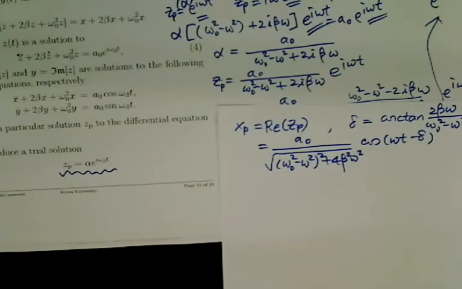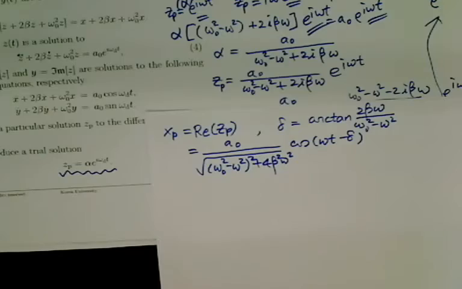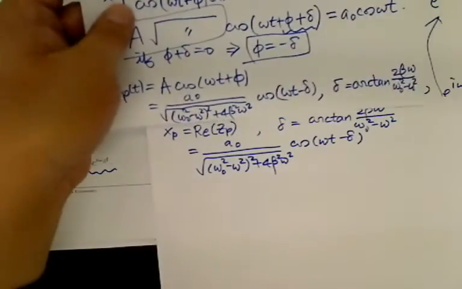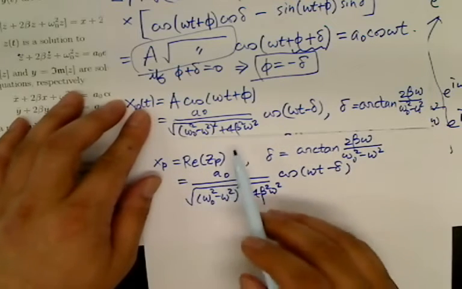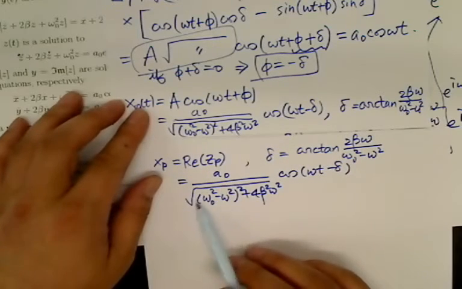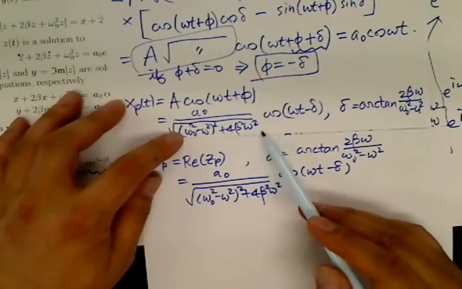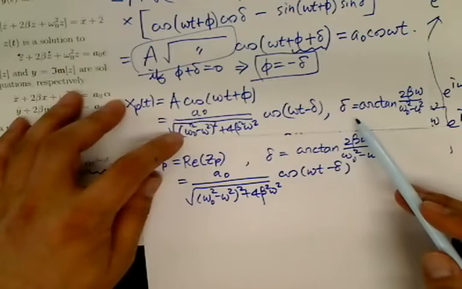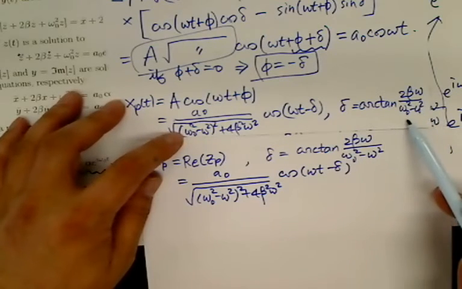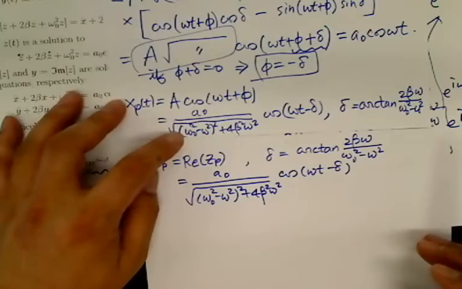Let's compare this result with the previous derivation. Our previous derivation using real analysis is A0 over the square root of omega 0 squared minus omega squared, all squared, plus 4 beta squared omega squared, times cosine of omega t minus delta, where delta is the arctangent of 2 beta omega over omega 0 squared minus omega squared. They are exactly the same.